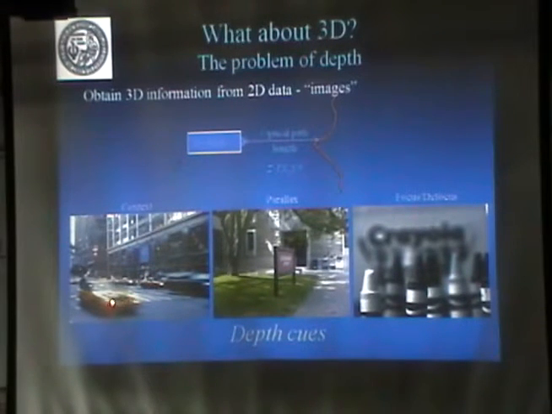Or maybe this is moving fast. This is closer, but it's standing, and it's smaller. So you don't know. So these are computer vision algorithms that use these cues. Now the other one is parallax.